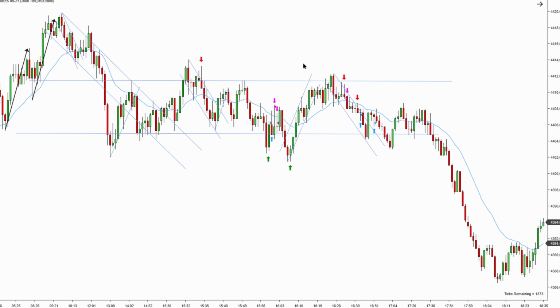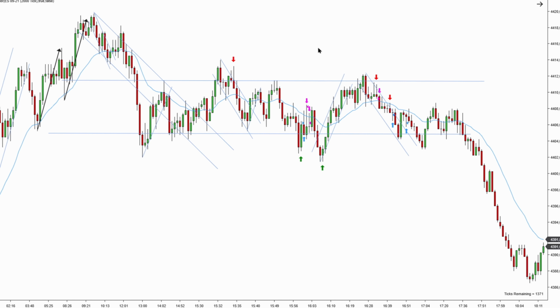Now, one thing that I want you guys to understand is, take a look at how the market is acting. We're trending from the lows to the highs, from the highs to the lows, back and forth, and finally from the lows to the middle of the trading range.